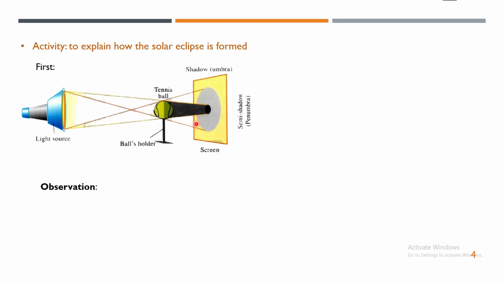What is the observation here? We will observe, first, the formation of the umbra. The umbra is the dark shadow area, which is this part. And the second observation is the formation of the penumbra, and the penumbra is a semi-shadow area, which is this part. Exactly. So this is the umbra and this is the penumbra.